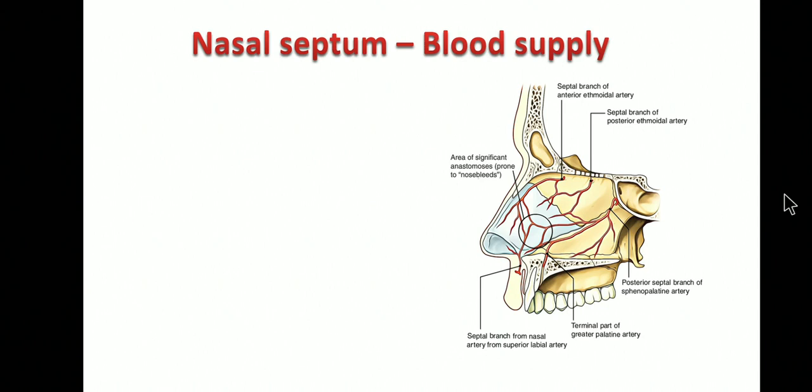Now let us come to the blood supply of the nasal septum. The anterior superior part receives branches from the anterior ethmoidal branch of the ophthalmic artery. So that mainly supplies the anterior superior part. The posterior inferior part is supplied by the sphenopalatine artery. The sphenopalatine artery divides into medial and lateral nasal branches. The medial nasal branch will supply your nasal septum.